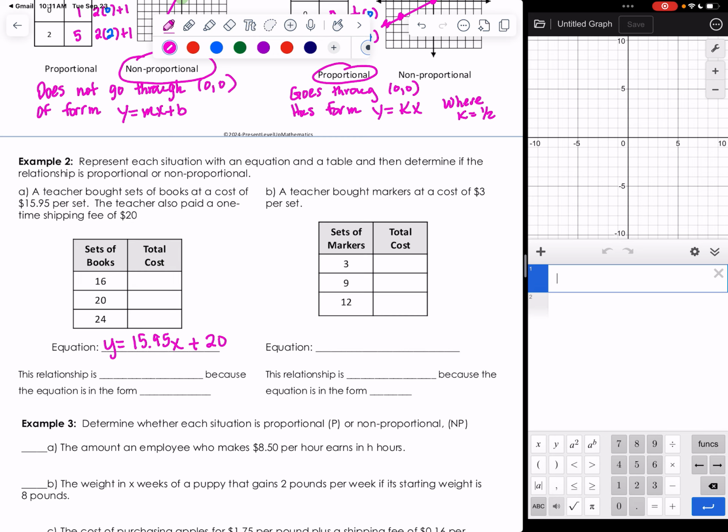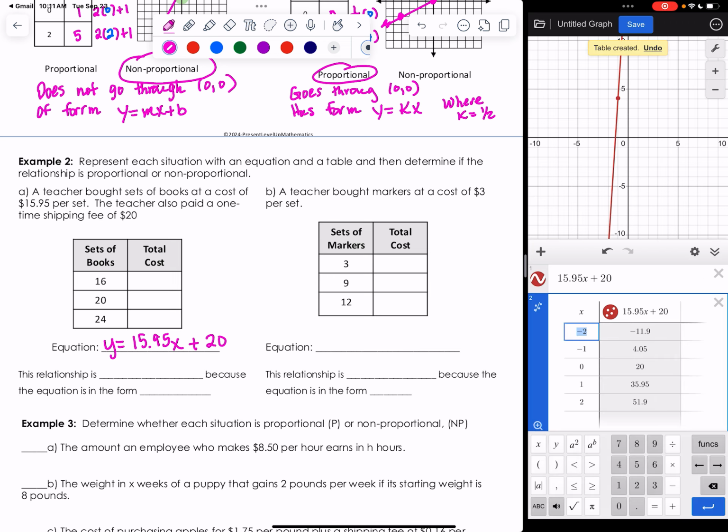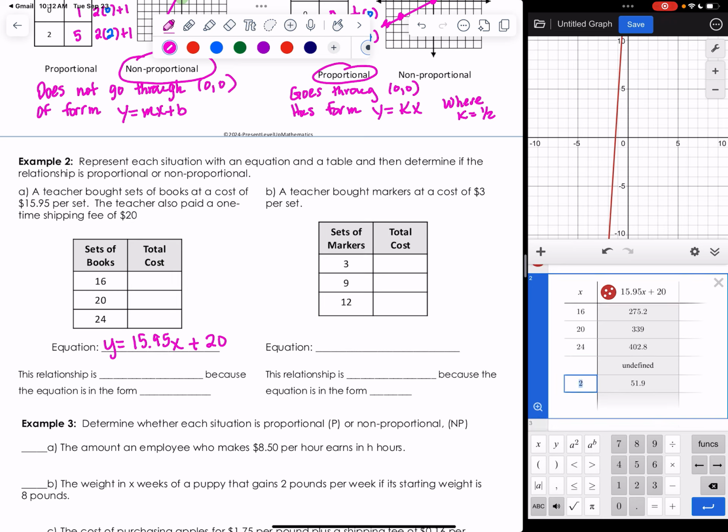So there's our equation. Now, to create the table, we're going to come over here to our calculator, and we're going to put our equation, 15.95x plus 20. There's our equation. I'm going to hit this little gear button, and I'm going to create table. And I'm going to put the values of x that I'm wanting. So we're wanting to know 16, 20, and 24. We don't really care about these others, so I'll just delete them. Okay, there's the only numbers I need.